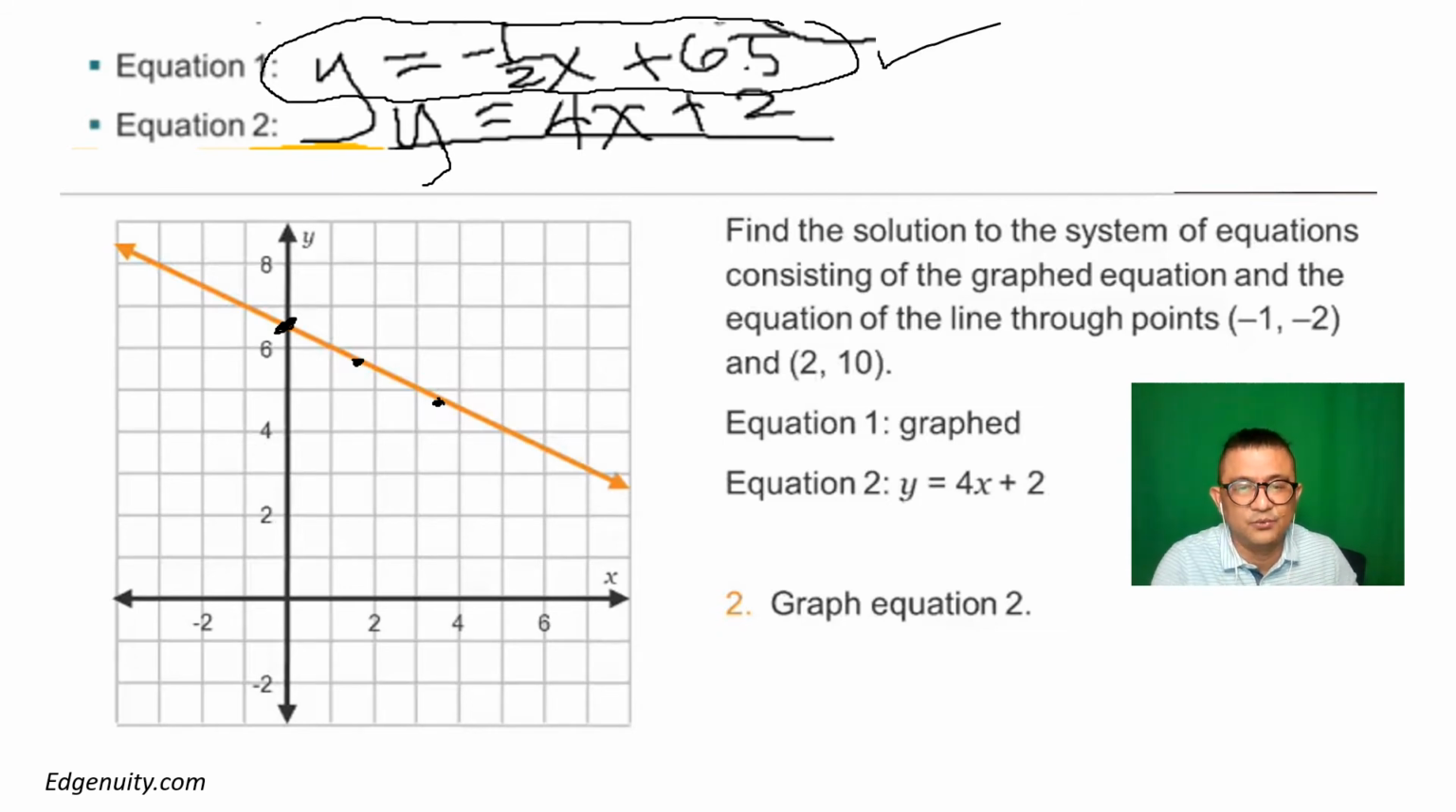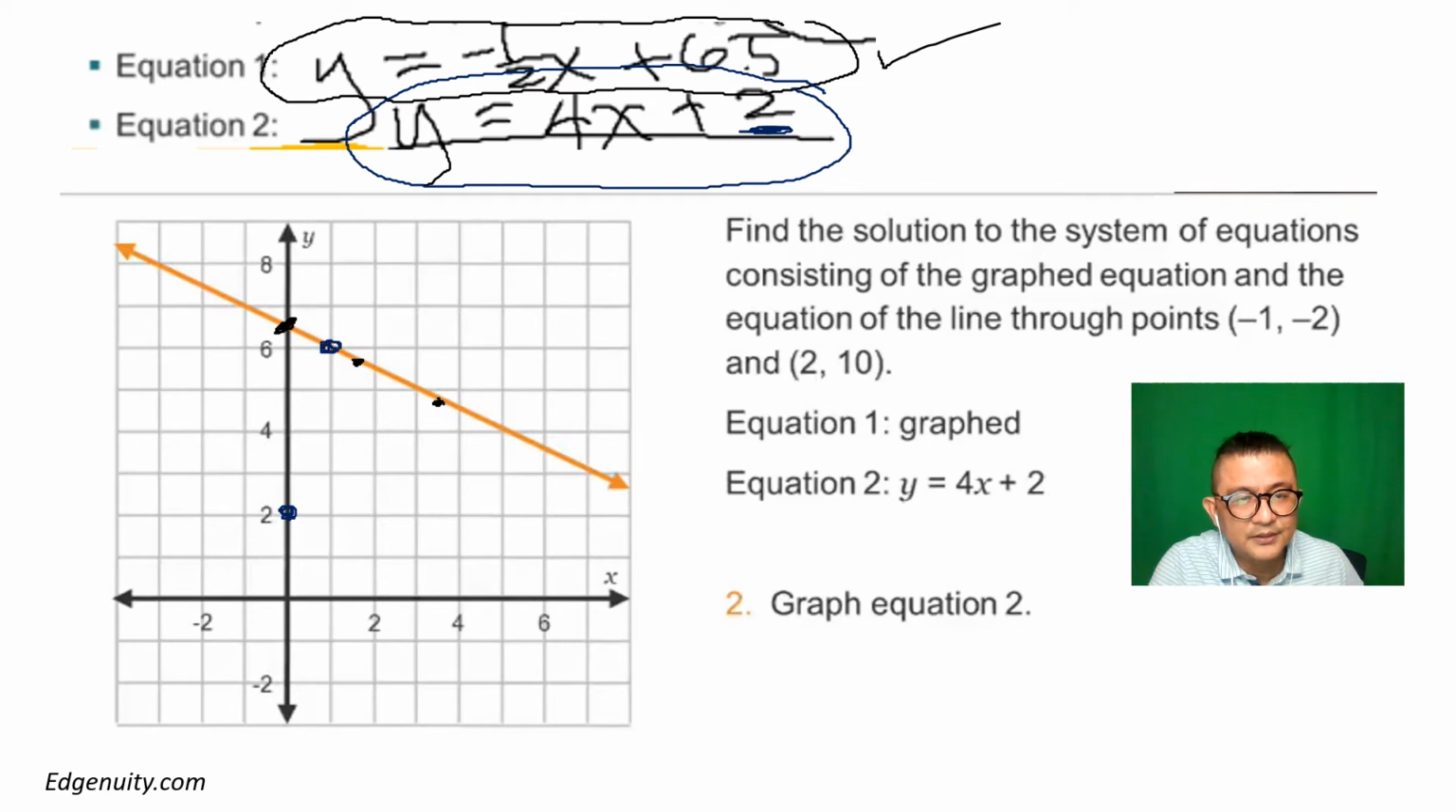Now let's graph the second one. Let's use blue. So let's start with the y-intercept of 2. Rise of what? Rise of 4, run of 1. How do you do that? 1, 2, 3, 4, run of 1. So the second point will be where? It's here. So you could already see where it touched, right? I don't need to continue now. The opposite would be here.